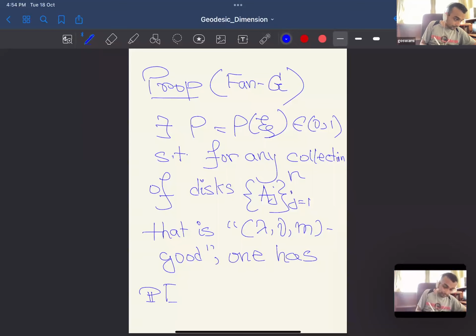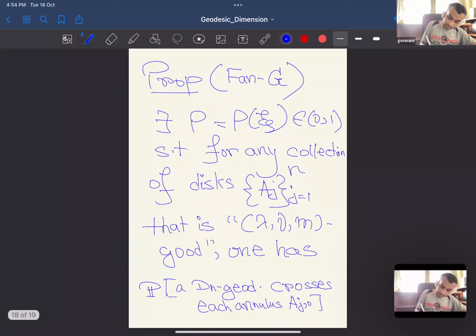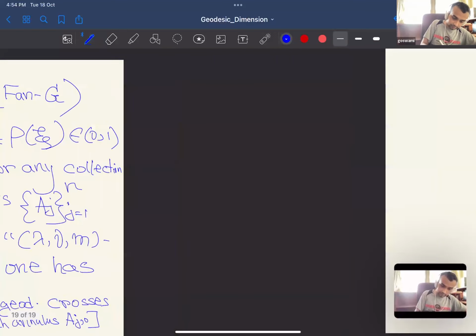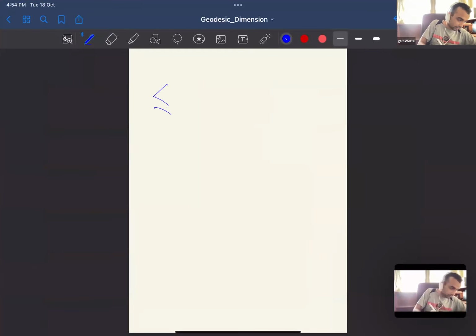probability that the geodesic crosses each annulus, that's just my notation for the annulus corresponding to each ball, is bounded by some constants times rho, which is not quite exponential, but not too bad. And it turns out to be enough.